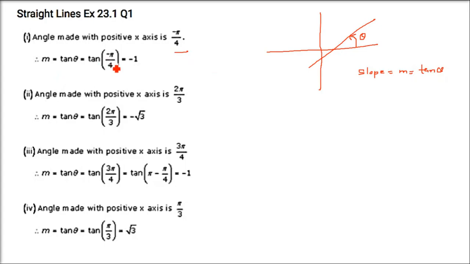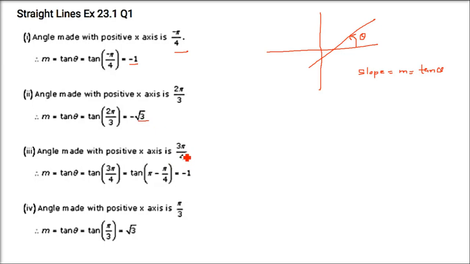So tan minus pi by 4. You know that tan minus theta is minus tan theta. So take the minus out, tan pi by 4 is 1, so minus 1. Then we have tan 2 pi by 3. You can write it as pi minus pi by 3. Tan 180 minus theta is minus tan theta. So it will be minus tan 60, that is going to be minus root 3.